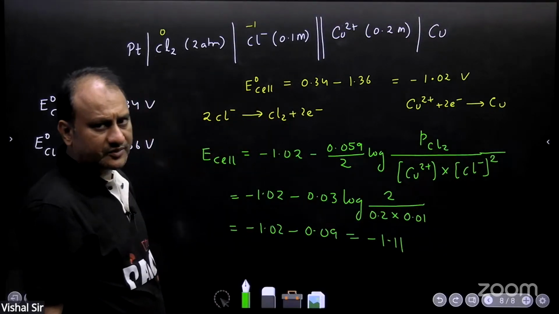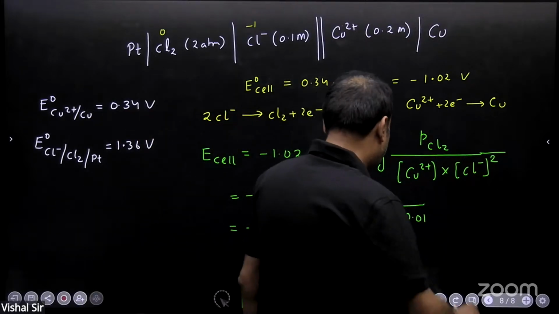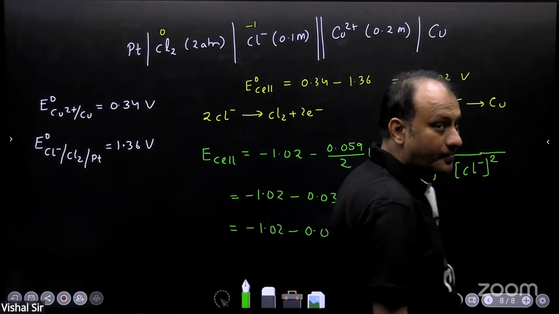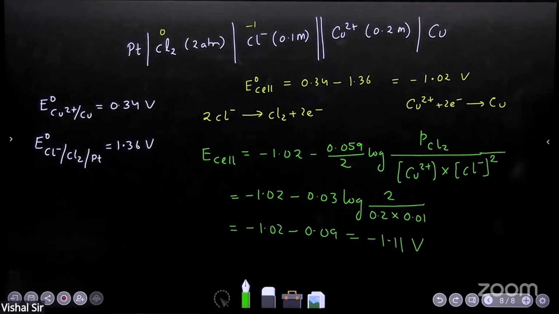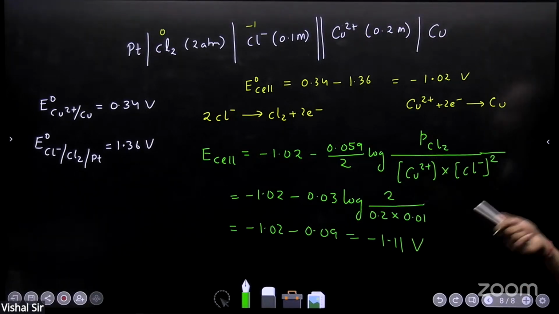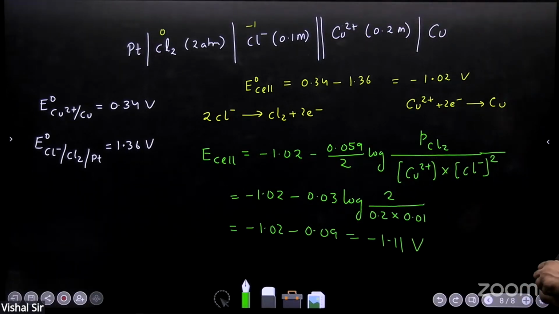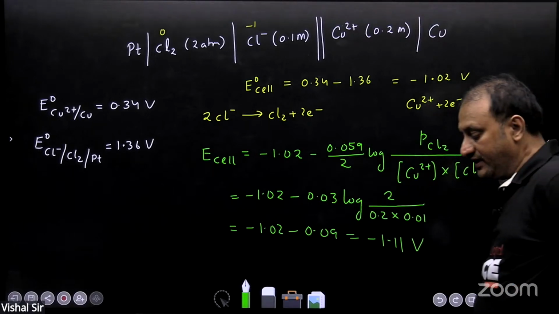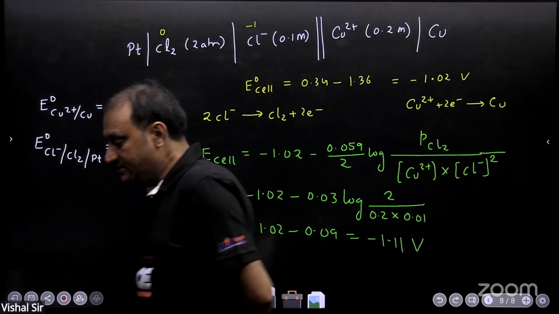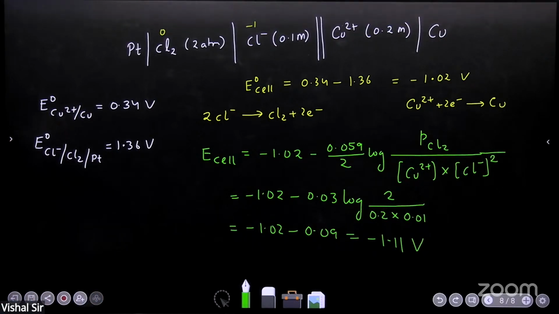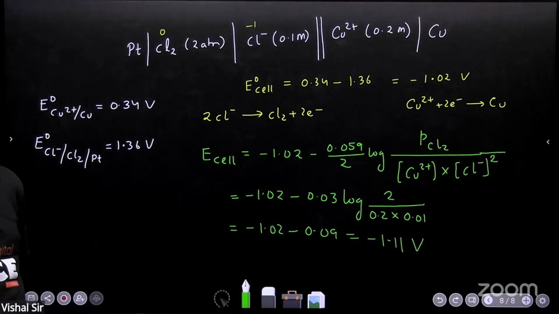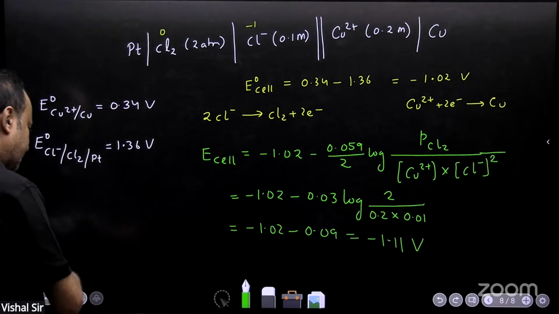So this becomes minus 1.11 volt. So here you can see in this example, I have taken such that gases and ions are involved together. And this is how we can apply Nernst in this. One more example, let's take.